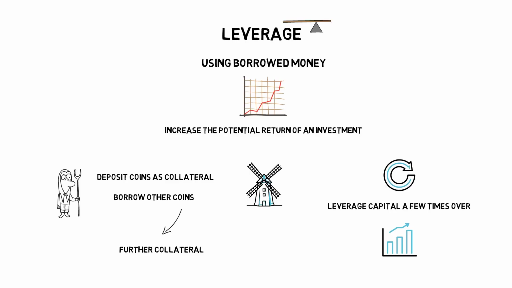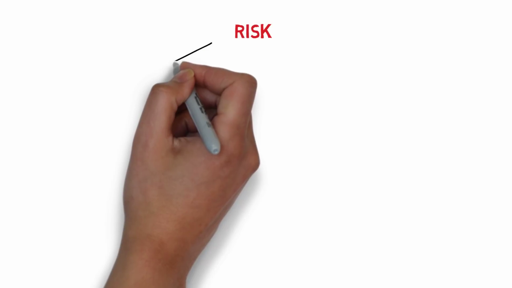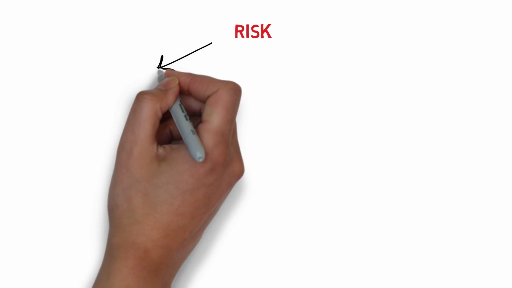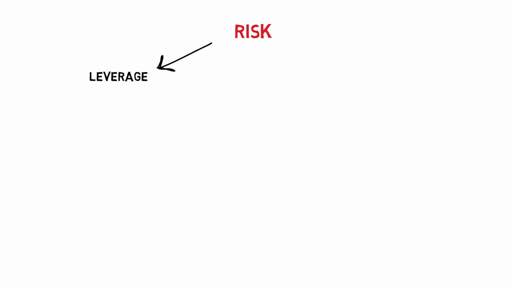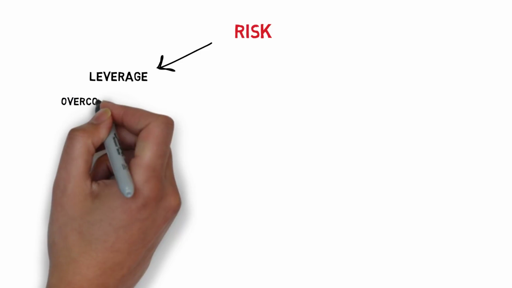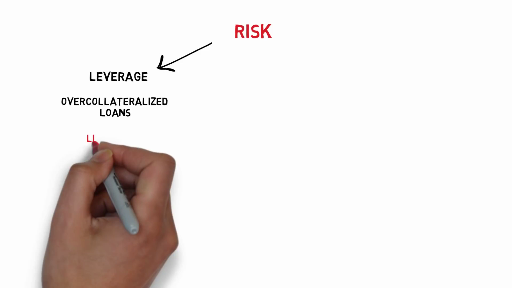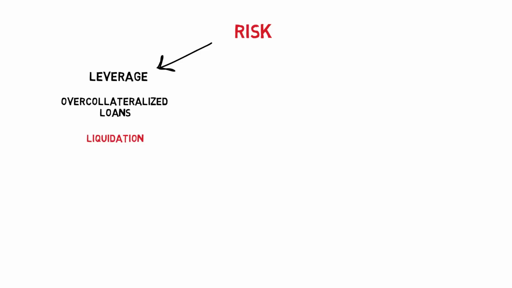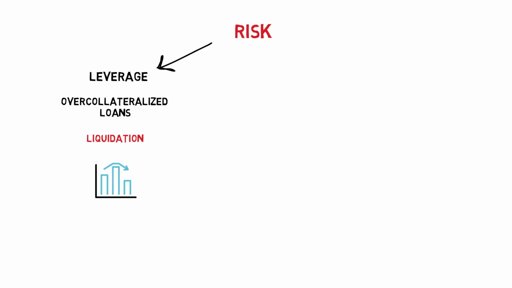The last missing element of double or triple-digit APYs is the high risk that farmers are willing to take. The first one is related to the previous thing that we just discussed, leverage. All the loans that farmers are taking are over-collateralized, and supplied collateral is susceptible to liquidation if the collateralization ratio drops below a certain threshold.